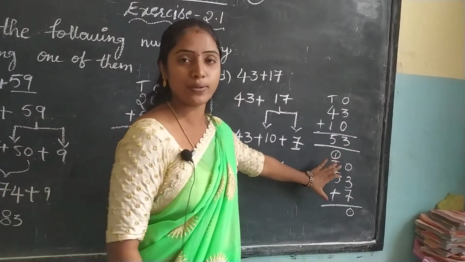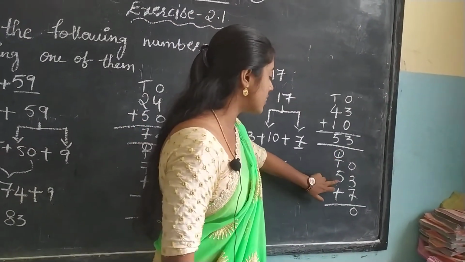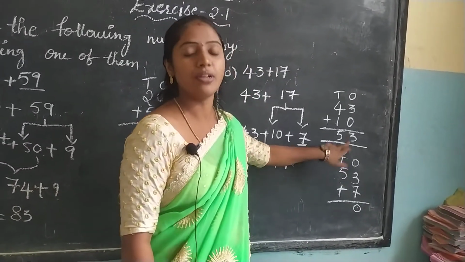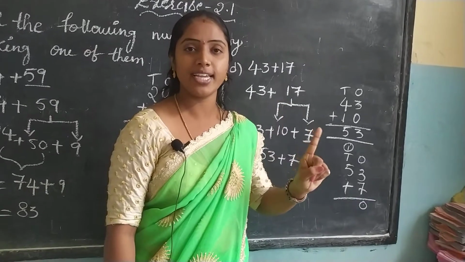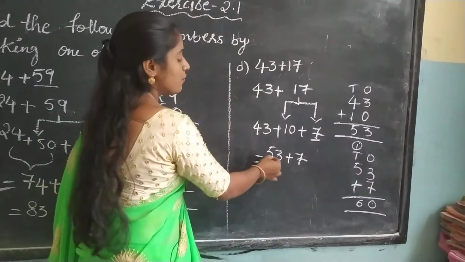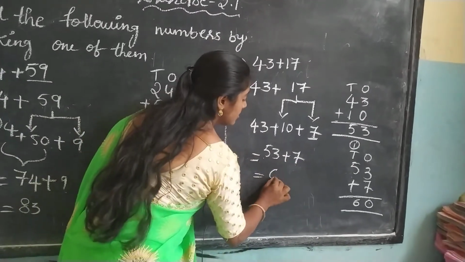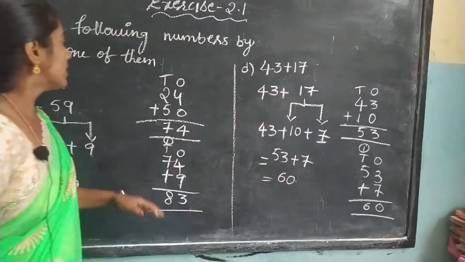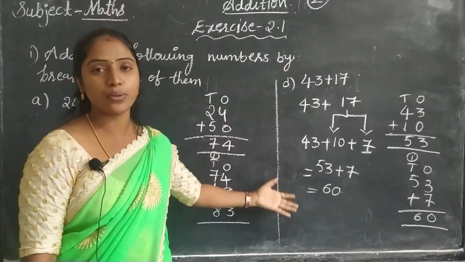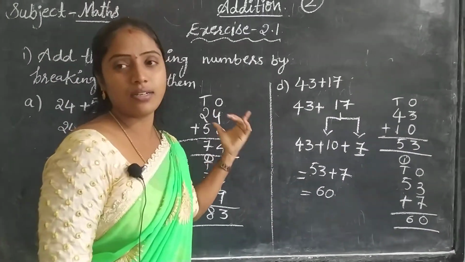Now we go to the tens place. What are the digits here? 5 plus 1 carry is there. So you add 5 plus 1. 5 plus 1, after 5, 6. So the answer is 60. 53 plus 7 is equal to 60. This is breaking one number. In this way you have to do the exercise, first bit.